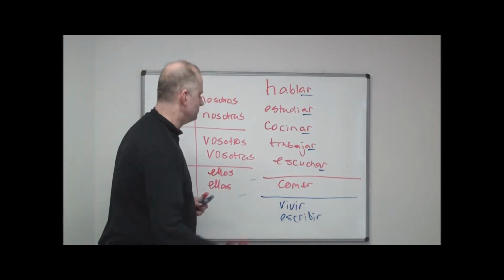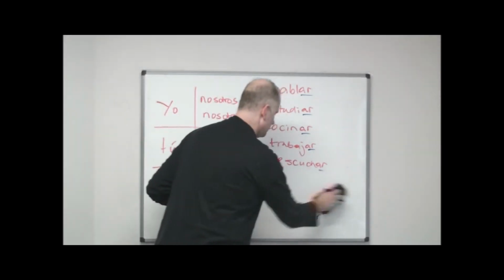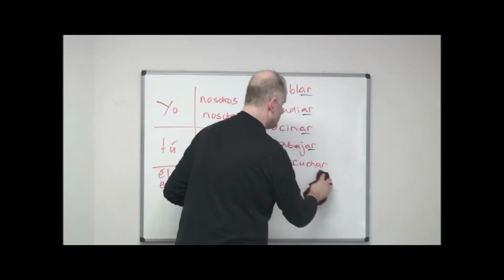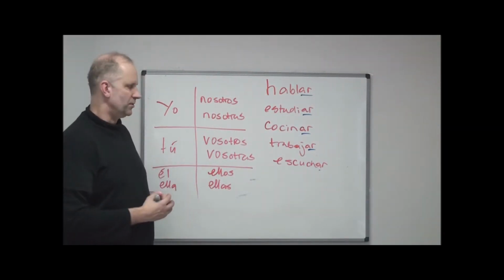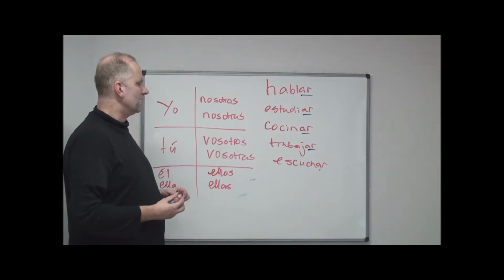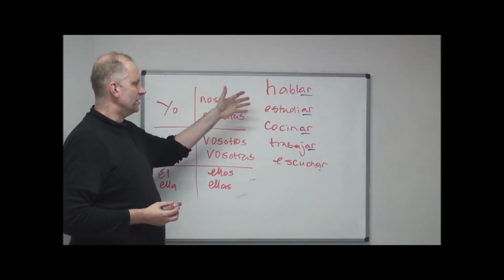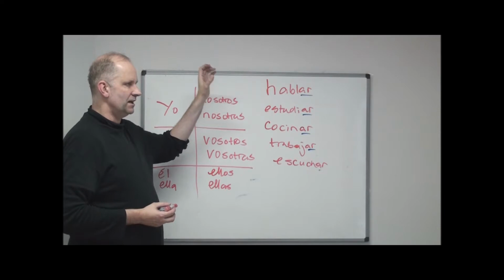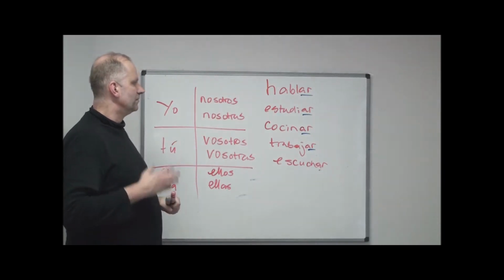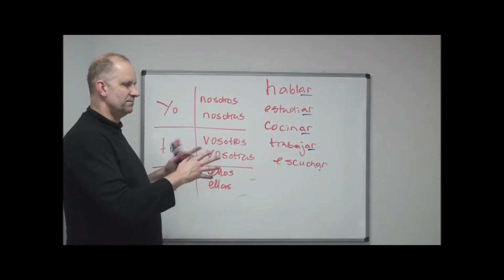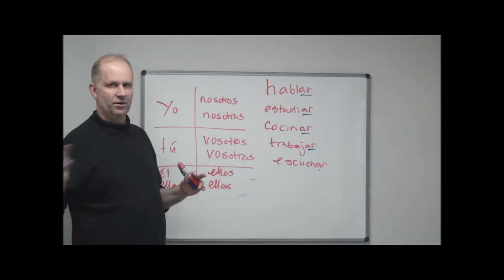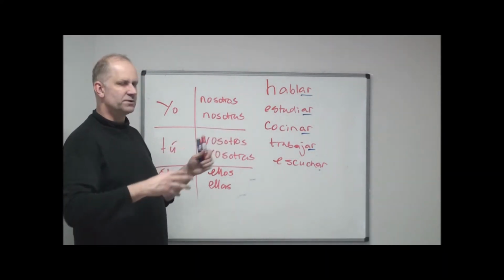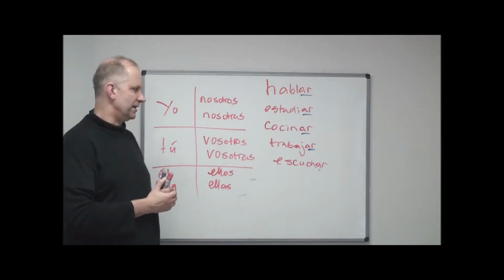Now, as the AR verbs are the biggest group, it's best to learn those first, because they're the ones you're more likely to come across. And also, if you learn the AR verb conjugation pattern perfectly, then you can move on to the ER, learn that perfectly, then move on to the IR. If you try to learn them all together, you might get mixed up between them.